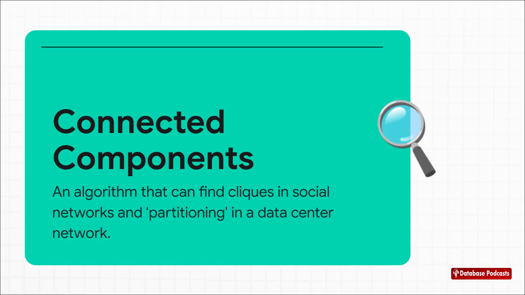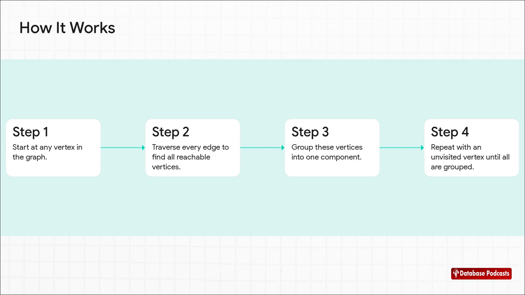Take a big, messy graph and just slice it up into these neat, self-contained subgroups. The rule is simple. Inside any one of these groups, you can get from any point to any other point. There's always a path. And how it works is honestly super simple.